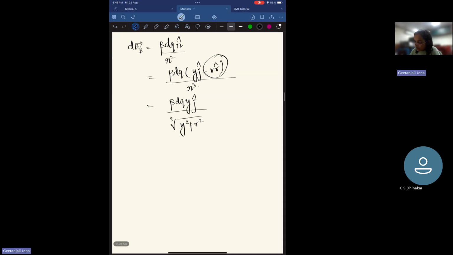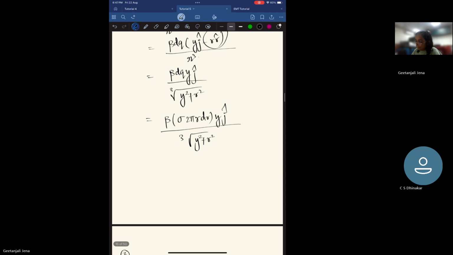Now I think everyone knows how to do the integration. So dq will be sigma 2 pi r dr, y j cap over y squared plus r squared to the power 3/2. So EB is the integration of dE.